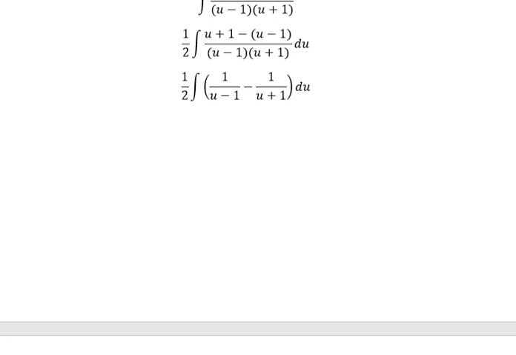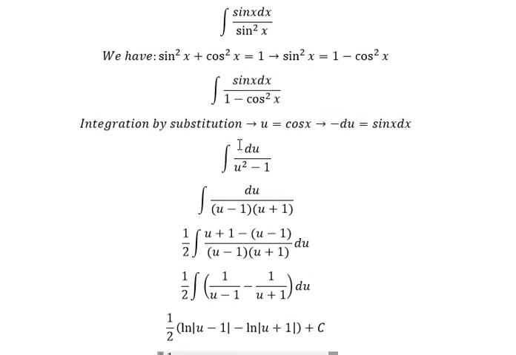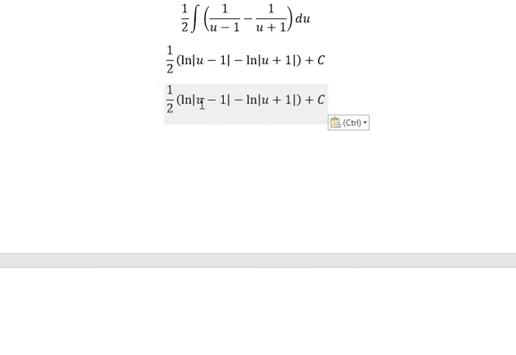And now we can get the final answer. The integral of 1 over u minus 1 gives ln of the absolute value of u minus 1. ln represents natural log. And the next one is negative ln of u plus 1. Then u we need to change back to cot x.